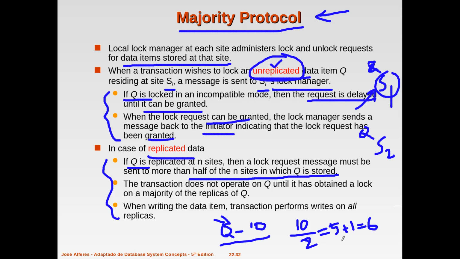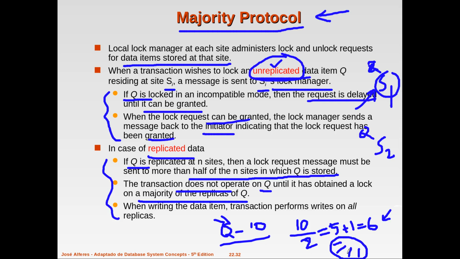After sending that request, the transaction does not operate on Q until it has obtained a lock on a majority of the replicas of Q. So the request is sent to 6 sites. Now site 1 will be granting, site 2 will be granting, site 3 again granting, site 4 is granting. Now, when it gets a majority of lock grants from different sites, we can continue with the operation on Q.